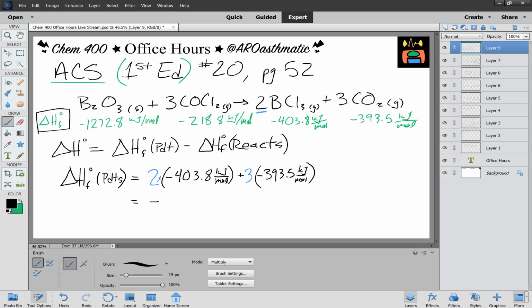So this would be negative 807.6 kilojoules per mole. And then 3 times negative 393.5. This would be, let's see, minus 1180.5 kilojoules per mole. All right.